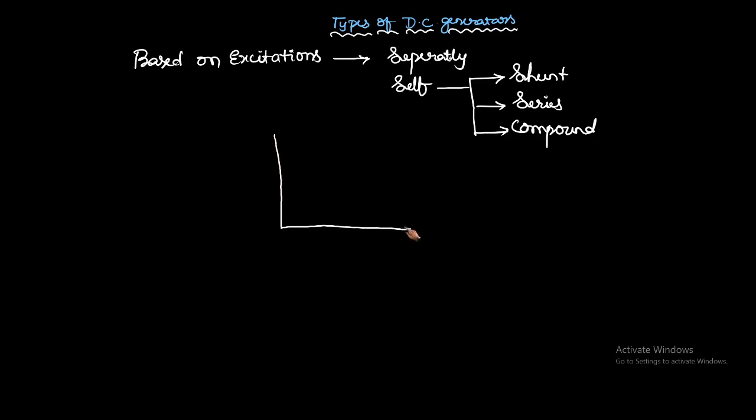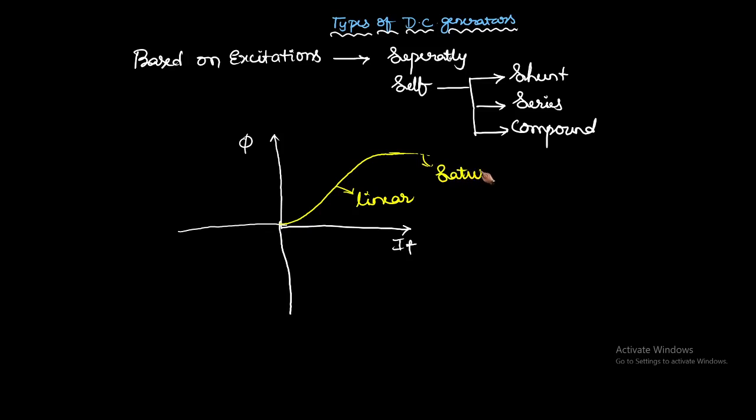Let us draw the characteristics between the flux phi and the field current. If you draw the curve, it starts and increases linearly up to some point. After reaching that, it reaches the saturation point. After saturation, even if you increase the field current, the flux cannot increase.